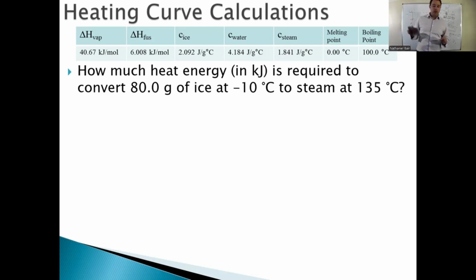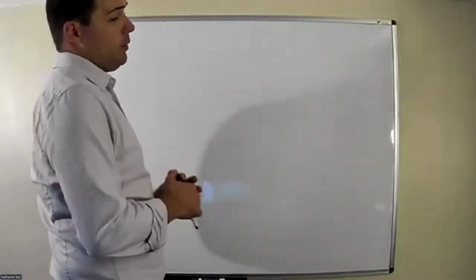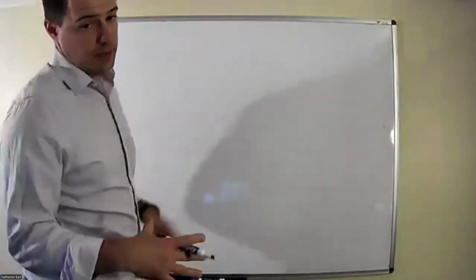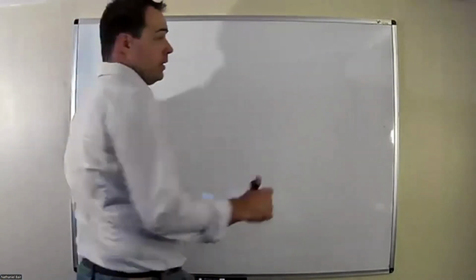Anyway, the first thing you want to do when you get one of these problems is to draw an accurate heating cooling curve and label all the parts on the y-axis, which is temperature. So that's the first thing we're going to do. This one is going to be one with all 5 parts, so if you can do this one, you can do any of them.